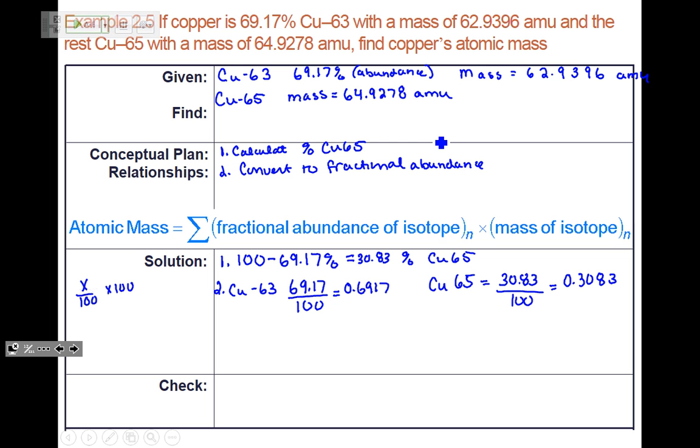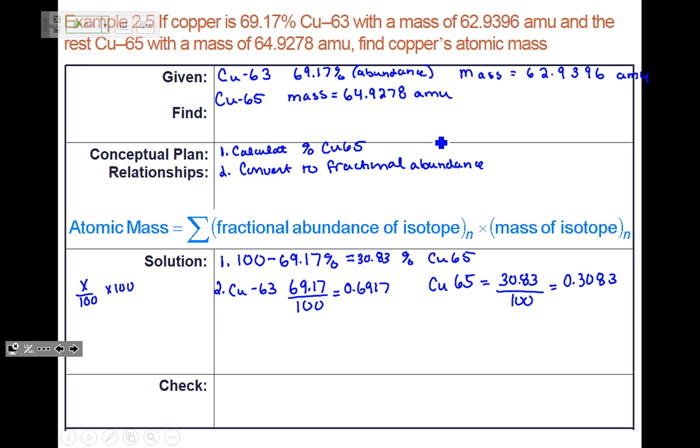Now our last step is just to plug this into our equation. An easy mistake to make would be to pair this term with the wrong mass. So make sure your abundance of copper 63 is multiplied by your mass of copper 63. Don't switch them. That's an easy mistake to make. So again, notice how I wrote copper 63 so I don't lose what I'm doing and confuse myself. Because that's the easiest mistake to make with this one.